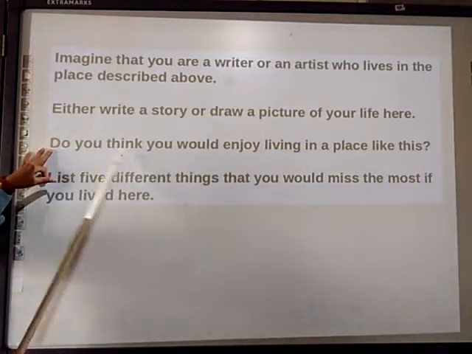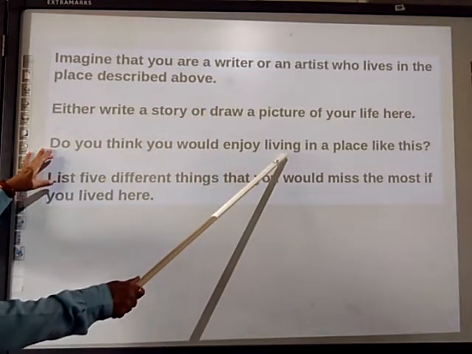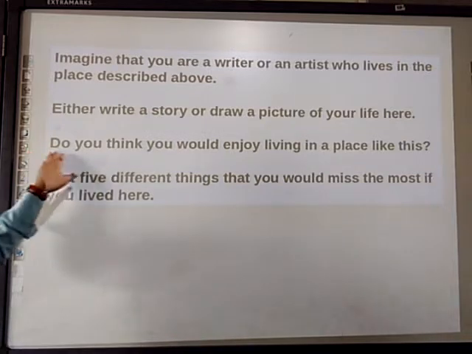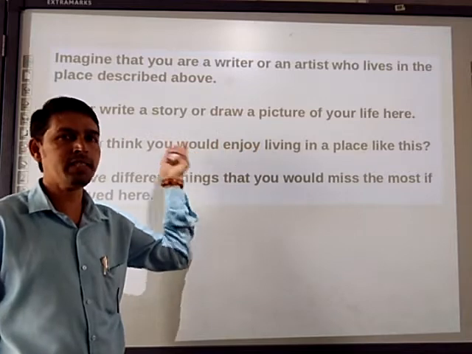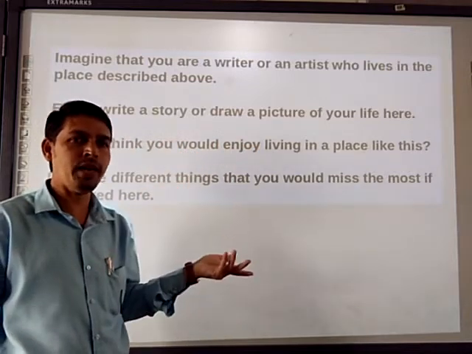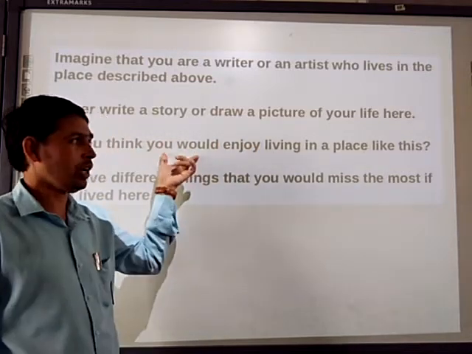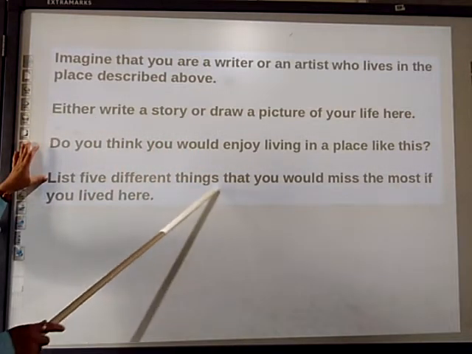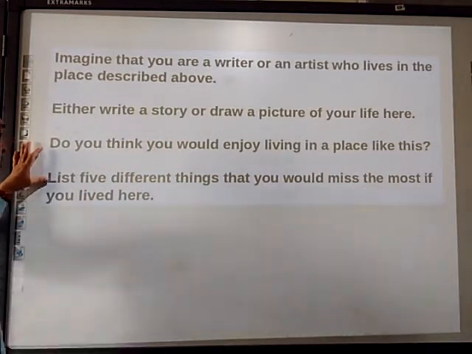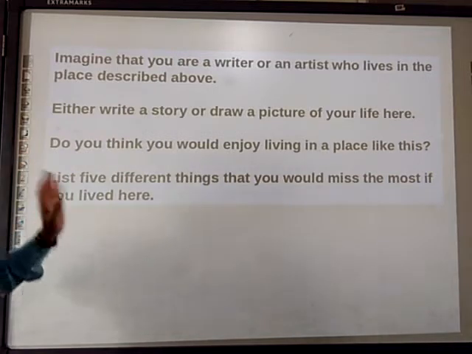Then, do you think you would enjoy living in a place like this? So what are you feeling? Wearing the red and white dress, eating potatoes, taking care of the two animals, cat and deer. Are you enjoying it there? Are you liking it or not? List 5 different things that you would miss the most if you lived here.